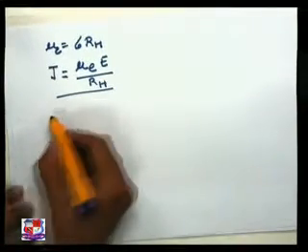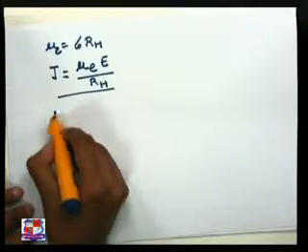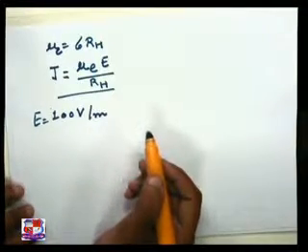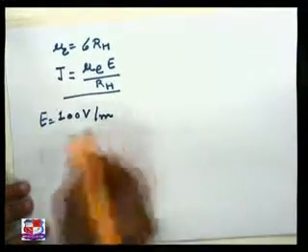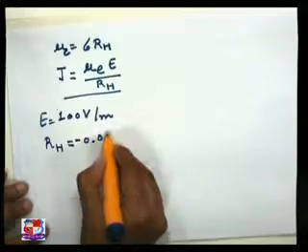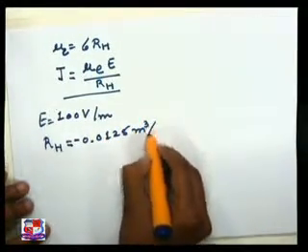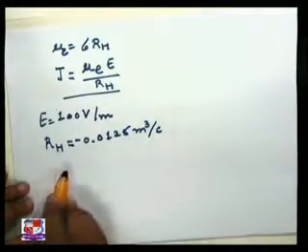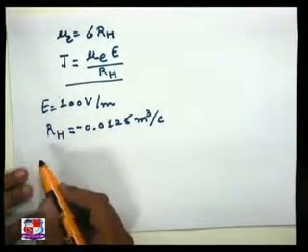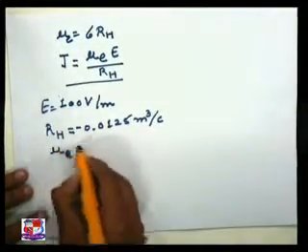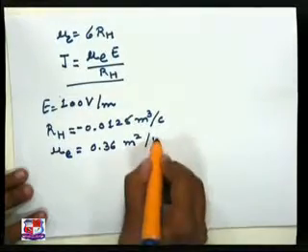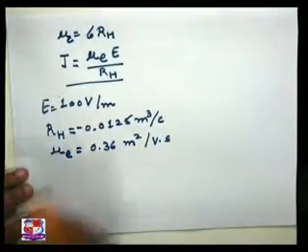Next example says that an electric field of 100 volt per meter is applied to a sample of N-type semiconductor whose Hall coefficient RH is minus 0.0125 meter cube per coulomb. This minus signifies that the majority charge carriers are electrons, right? And we have to determine the current density, given that mu E is equal to 0.36 meter square per volt per second, right?